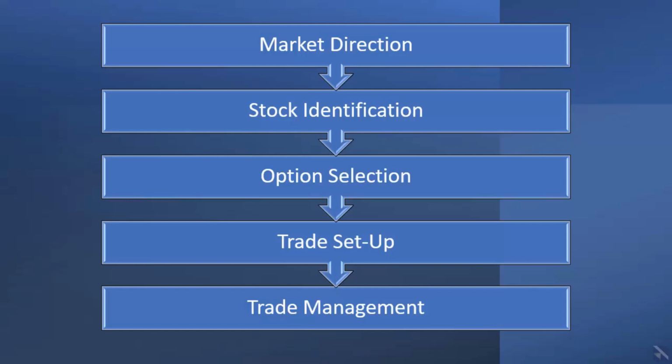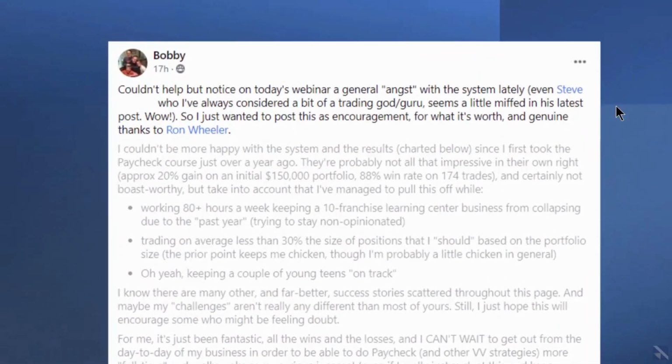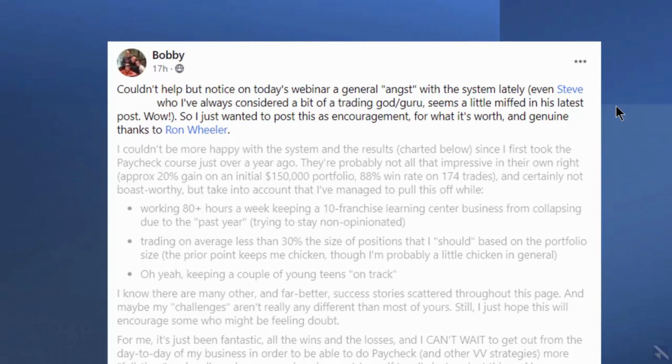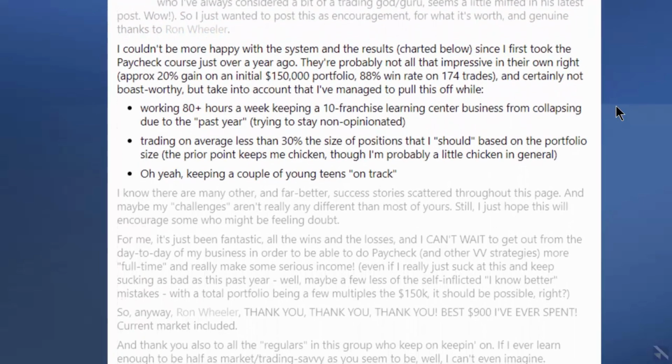And the reason we call this an income approach, and I want to bring in one of our previous attendees to our paycheck event who had just posted this on our Facebook alumni forum, Bobby. I want to share with you his story real quick. He had posted up on Facebook, and there's been a lot of angst this year about how the market's moved back and forth. So Bobby posted a day or two ago about a general angst with the system, and I wanted to post this as encouragement for what it's worth and genuine thanks to Ron Wheeler. I couldn't be more than happy with the system and the results charted below.